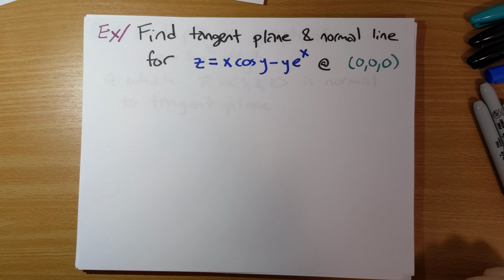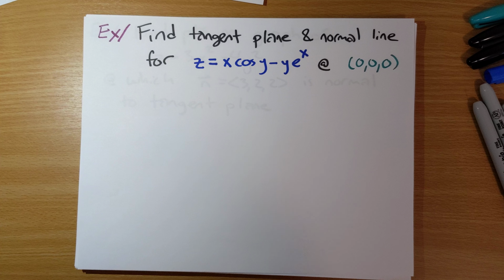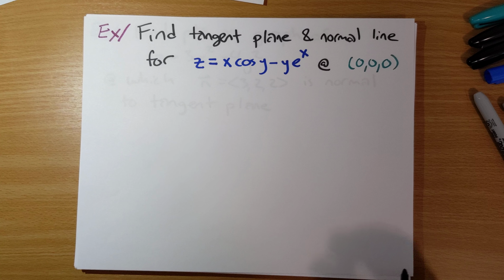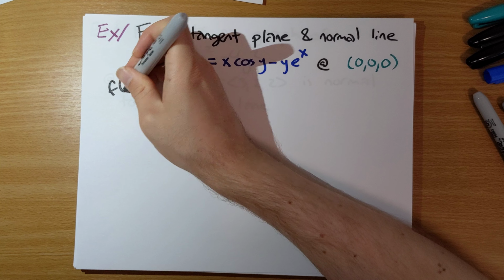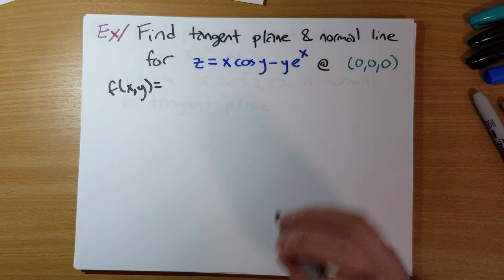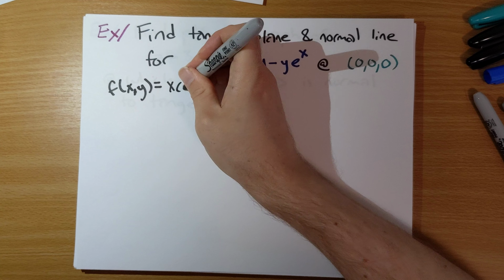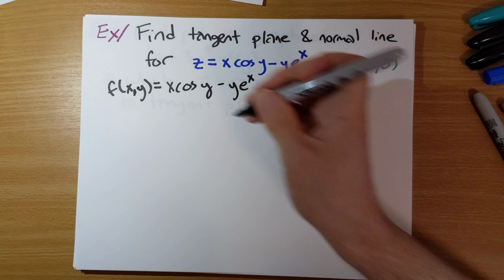Two more examples following up on the previous video. Find the tangent plane and normal line for z equals x cosine y minus y e to the x at the point (0, 0, 0). How do we do this? Tangent plane, we should be able to do by now. f of x, y is equal to x cosine y minus y e to the x.